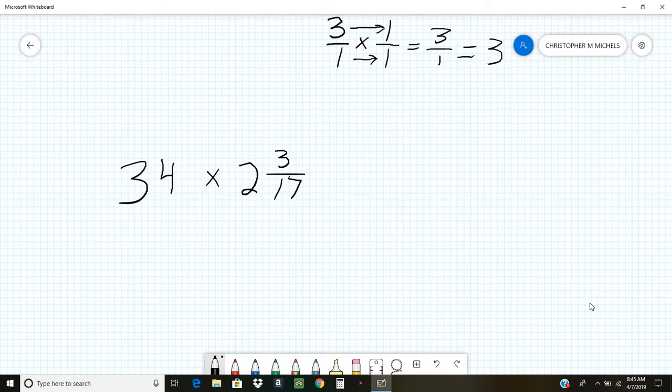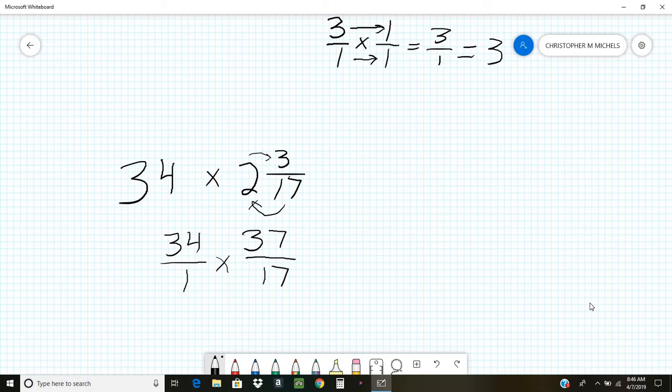Okay, so let's go through our steps here. 34, we have to write that as an improper fraction. So we write this as 34 over 1 times, there we go. Maybe I'll get it right one day. So now this one, recall the earlier videos, we make this an improper fraction. So we write this, 2 times 17 is 34, plus 3 is 37 over 17.